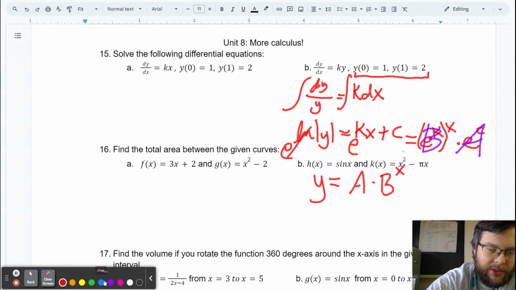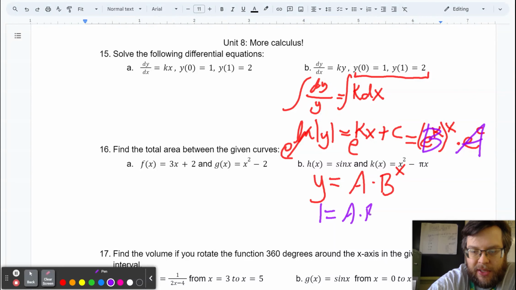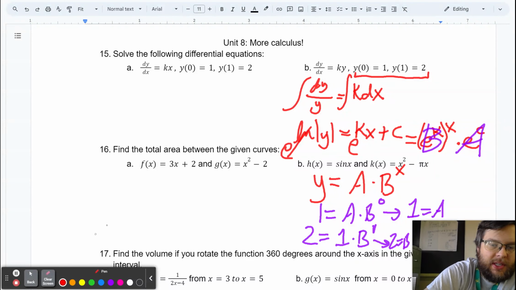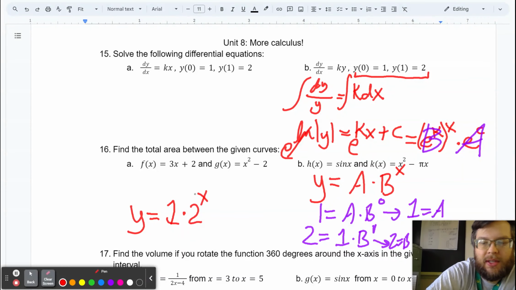Now let's do our initial conditions. So y of 0 equals 1 becomes 1 equals a times b to the 0, which implies that 1 is equal to a. y of 1 equals 2 implies that 2 equals the 1 I just solved for times b to the 1. In other words, 2 is equal to b. And so we actually just have a simple exponential where we have 1 times 2 to the x.